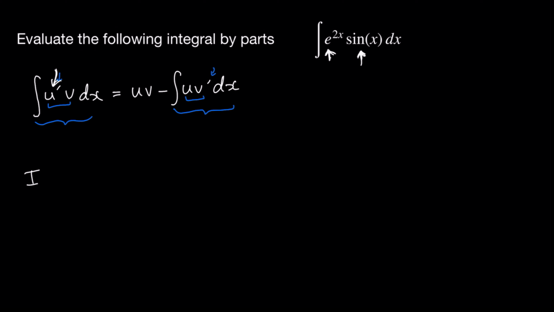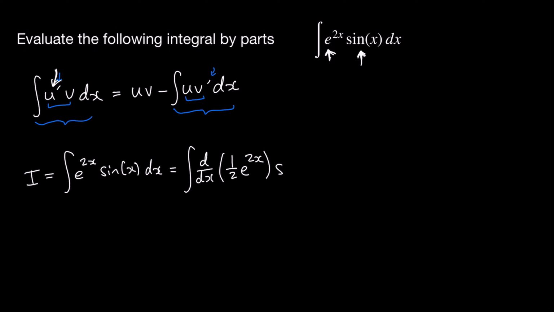First, I'm going to call my integral I. So I is this integral of e to the 2x sine x. And I'm going to rewrite this in the following way. I know that e to the 2x is the same thing as the derivative of half e to the 2x. So I'm going to rewrite it like that. I'm using this notation really to remind myself exactly what function I'm treating as u dash and what function is v in this case, so I won't make any mistakes in applying integration by parts.